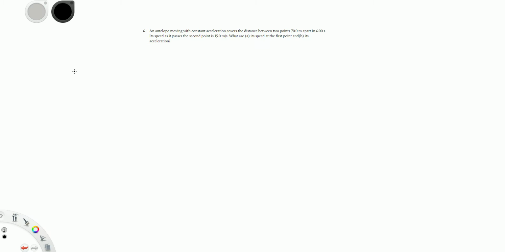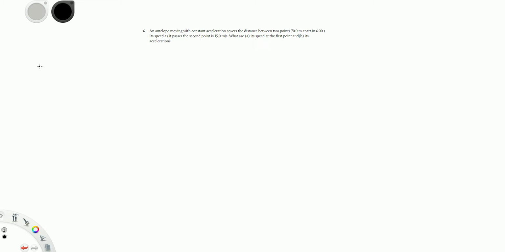All right, we're looking at number 6. Number 6 says an antelope moving with a constant acceleration covers the distance between 2 points 70 meters apart in 6 seconds. Its speed as it passes the second point is 15 meters per second. What are A, its speed at the first point, and B, its acceleration?